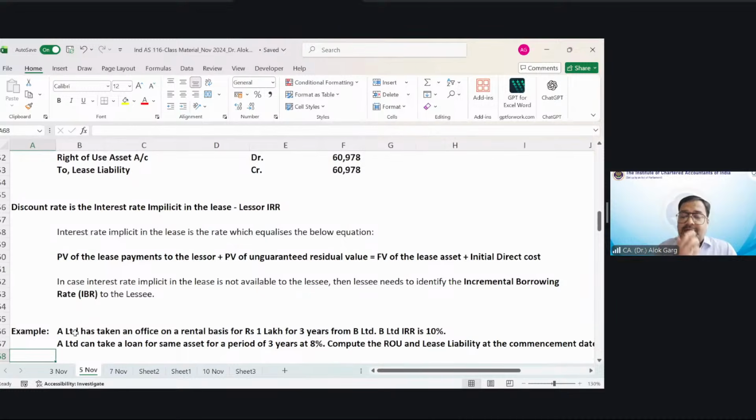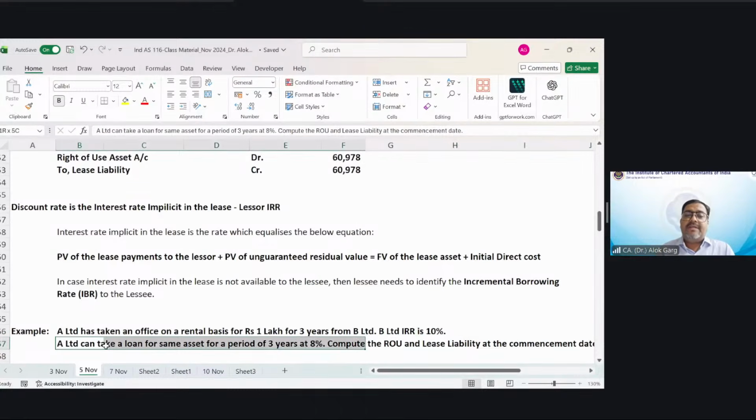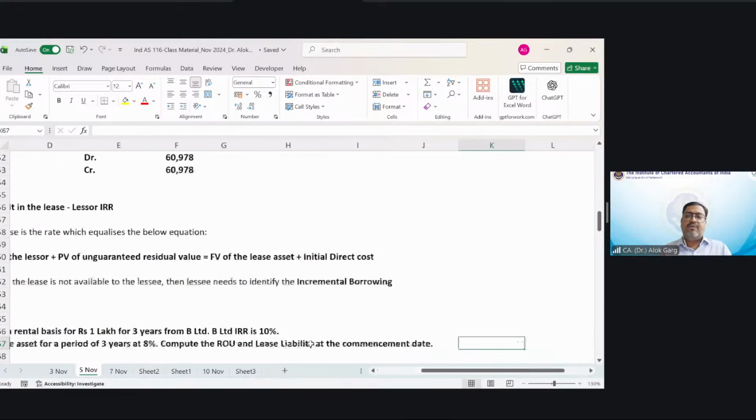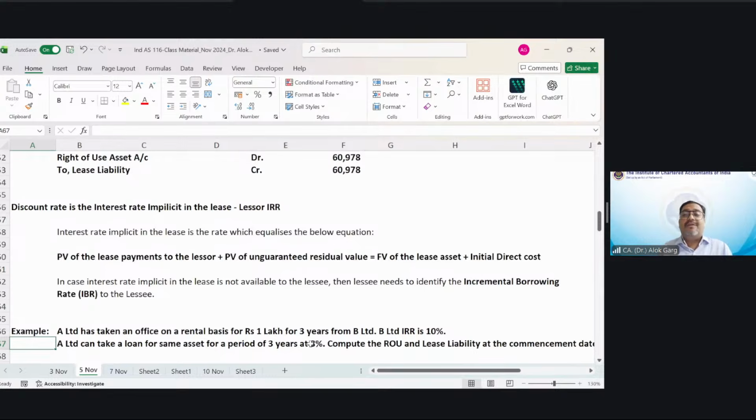So, in this question, the interest rate implicit in the lease of the lessor is given at 10%, and A Limited can take a loan for the same asset for a period of 3 years. IBR is also given. The incremental borrowing rate of the lessee is also given, which is 8%. And the accounting has to be done in the books of the lessee. So whether you should use the discount rate applicable to the lessor or the discount rate applicable to the lessee, you need to compute the ROU and lease liability on the commencement date. My dear friends, you remember I told you about the interest rate implicit in the lease and IBR.